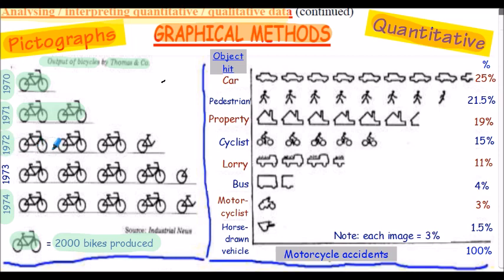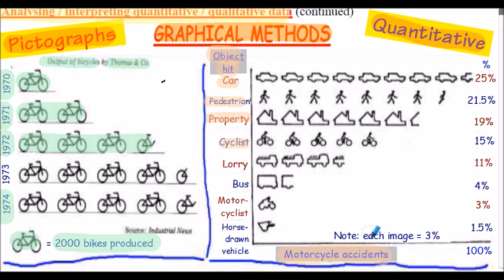1972, we would estimate from the pictograph that 7,000 bikes were produced. But that's an estimate because we're not sure whether that was 7,400, 7,600. Very difficult to assess the actual value from a pictograph, but nevertheless, the pictograph displays the production output in relatively easy to understand form. The right-hand pictograph relates to motorcycle accidents, and on the vertical axis states the object hit by the motorcycle. So we have categories here such as car, pedestrian, property, cyclist, and so on.